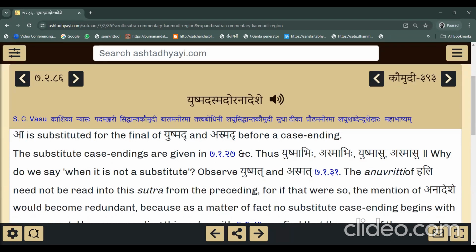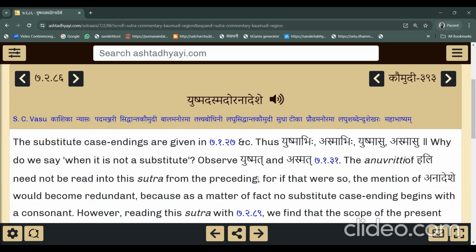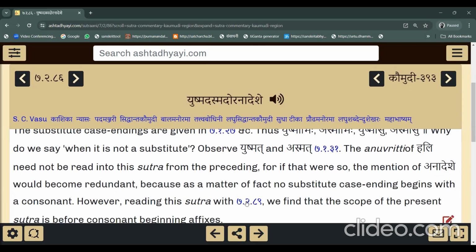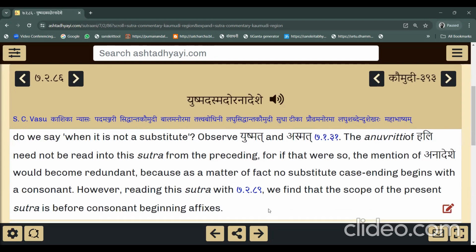Anuvritti of Ali need not be read in the sutra from the preceding. For if that were so, the mention of anadesha would become redundant, because as a matter of fact, in the no-substitute case the ending begins with a consonant. However, reading the sutra 7-2-89, Yo Achi, we find the scope of the present sutra is before consonant-beginning affixes. You understand? Because of Yo Achi, this is the explanation.